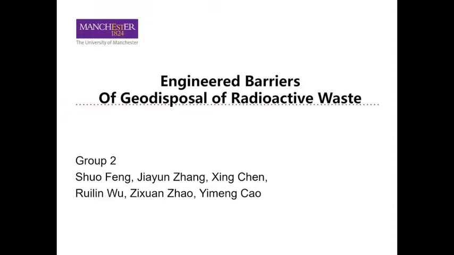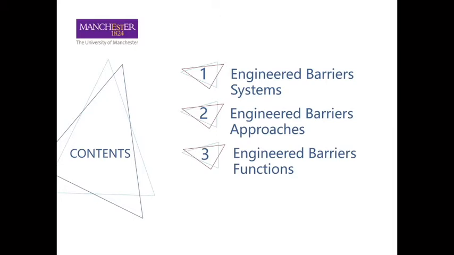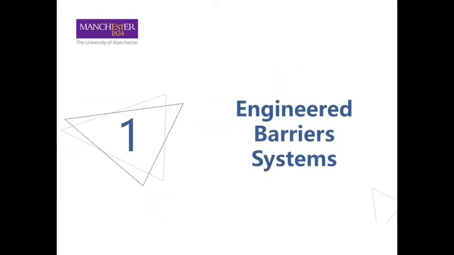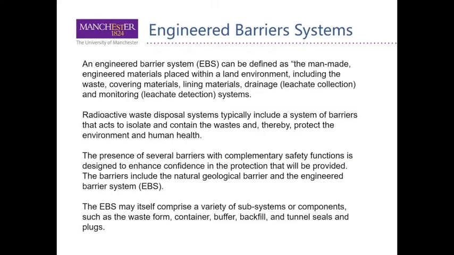Our topic is engineered barriers of dry disposal of radioactive waste. There are three parts. The first part is engineered barrier systems. An engineered barrier system can be defined as the man-made, engineered materials placed within a land environment, including the waste, covering materials, lining materials, drainage, the leachate collection, and monitoring systems, the leachate detection.